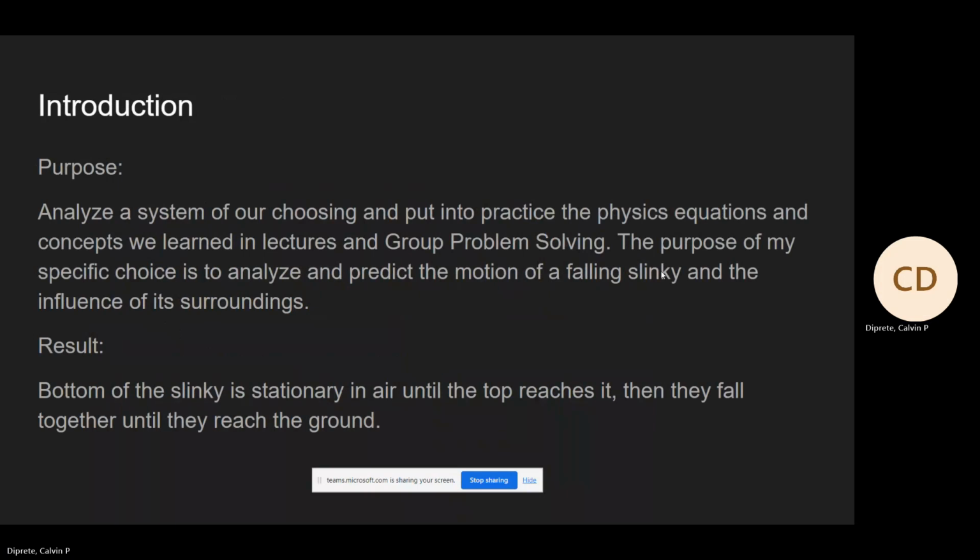The introduction: the purpose behind the lab as a whole is to analyze a system of our choosing and to put into practice the physics equations and the concepts we learned in lectures and group problem solving, and to have a chance to visualize it. The purpose of my specific choice, the falling Slinky lab, is to analyze the predictive motion of a falling Slinky and the influence of its surroundings on it.